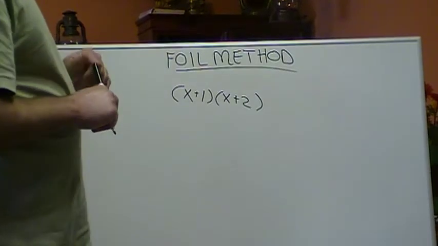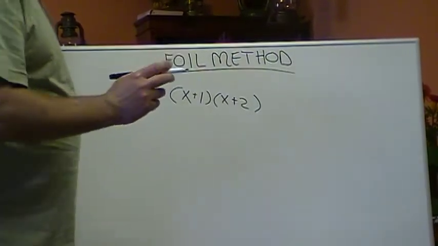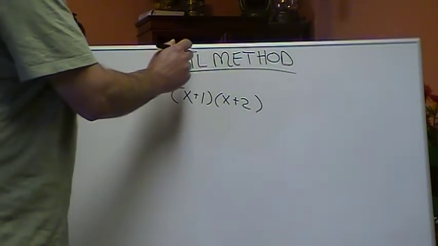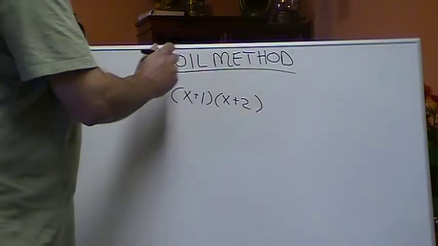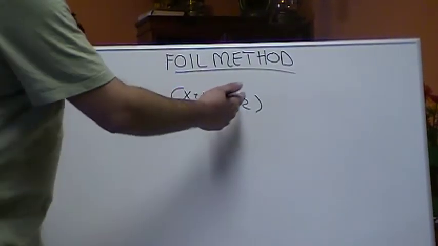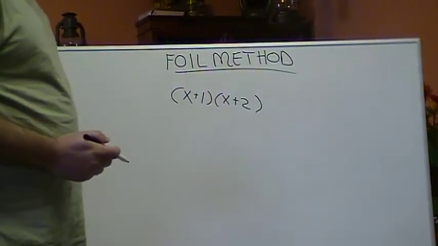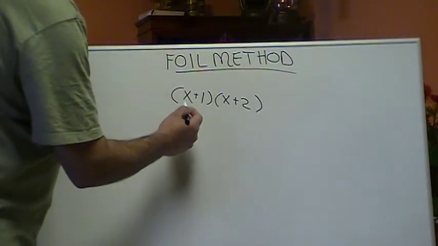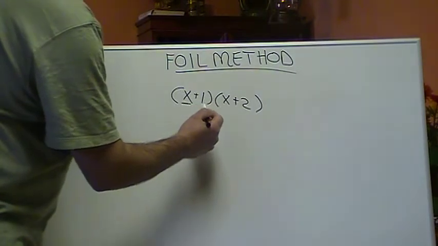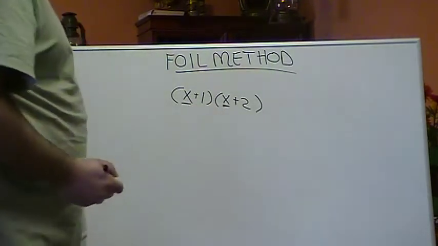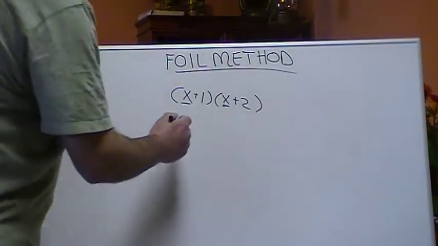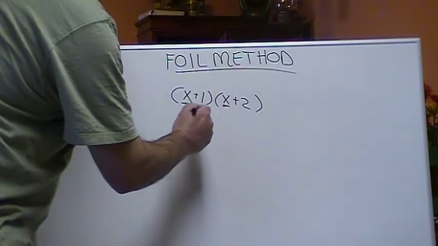So let me quickly show you how to do this. First, the FOIL method stands for first, outer, inner, last. And that is going to be the order that you're going to work through this. So let's take the first. What that refers to is the first term in each set of parentheses. So it's going to be the x and the x. And we're going to multiply these first terms together, and we're going to get x squared.